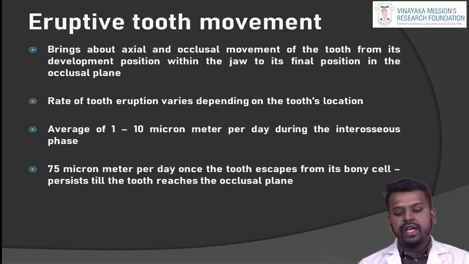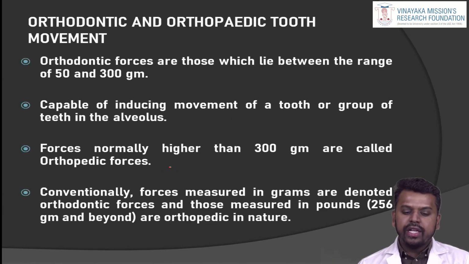The rate of tooth eruption varies depending on the tooth location, averaging 1 to 10 micrometers per day during the intraosseous phase, and 75 micrometers per day once the tooth escapes from its bony crypt, which persists till the tooth reaches the occlusal plane. Orthodontic tooth movement lies between the range of 50 and 300 grams of force, capable of inducing movement of a tooth or a group of teeth in the alveolus. Forces higher than 300 grams are called orthopedic forces, whereas conventionally forces measured in grams are denoted orthodontic forces and those measured in pounds are orthopedic forces in nature.